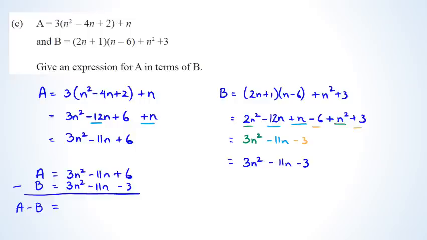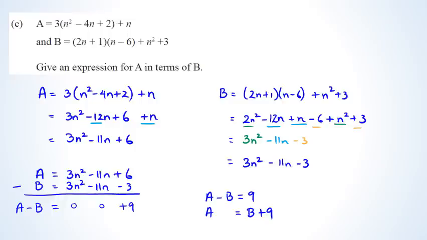3n squared minus 3n squared is 0. Negative 11n minus negative 11n is 0, and then 6 minus negative 3 is plus 9. So my equation that I have is a minus b equals 9, and I can rearrange this as a equals b plus 9, and that's how you do this question, folks.